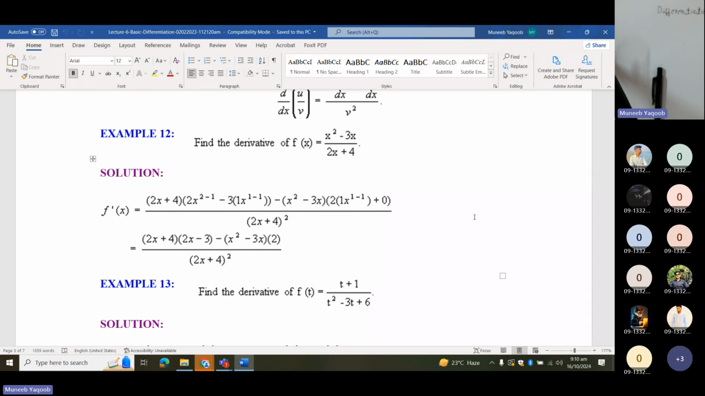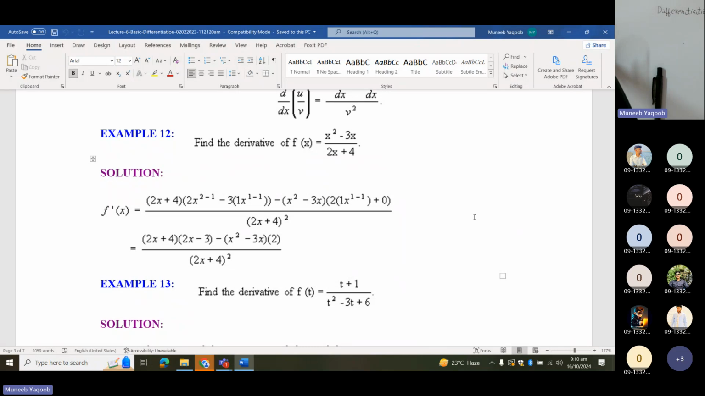Now we will write minus of the formula. Then we will simply write u, that is x square minus 3x, and we will multiply it with the derivative of the denominator, that is the derivative of 2x plus 4. The derivative of 2x is 2 times x power 1 minus 1, and the derivative of 4 is 0. So hence we got (2x plus 4) multiplied by (2x minus 3) minus (x square minus 3x) multiplied by 2.